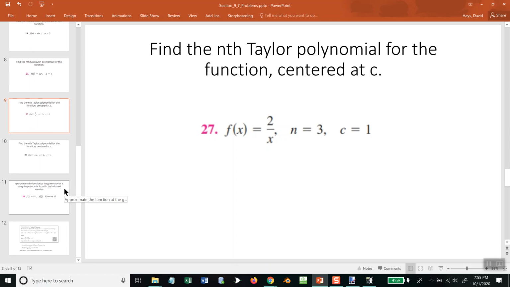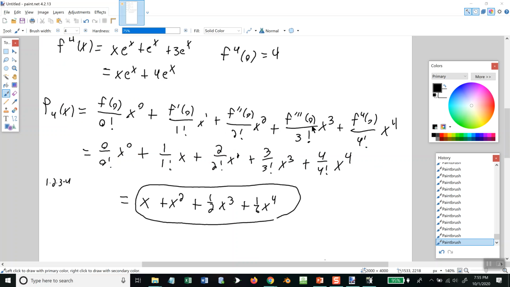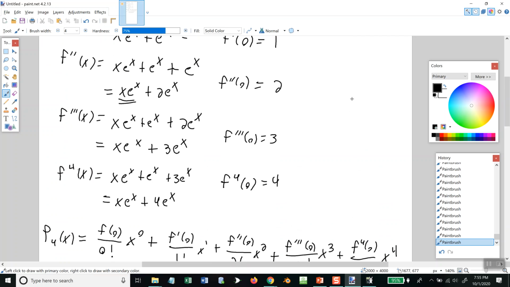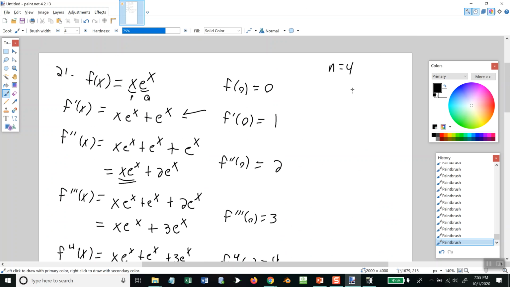Now the next two change. They're based upon find the nth Taylor polynomial for the function centered at c. So now we're no longer restricted to just focusing around 0. Here we can plug any number in here and find the approximation around it. So this one's a little bit harder. Not harder, it's more tedious, I should say.